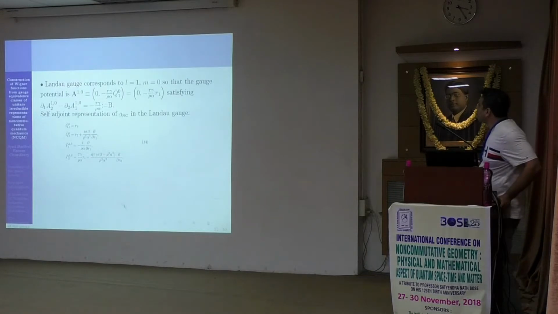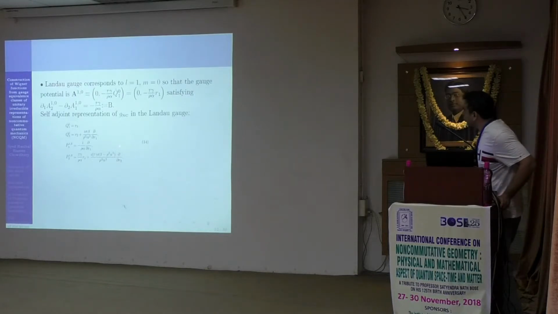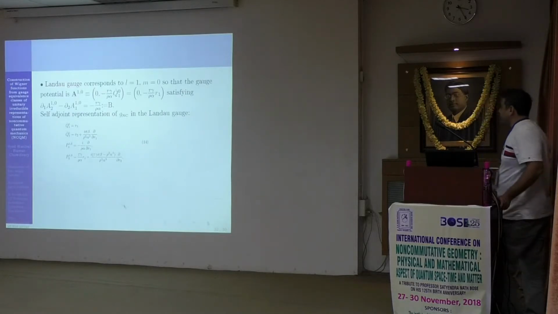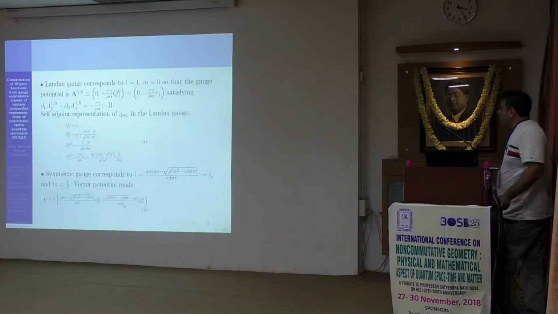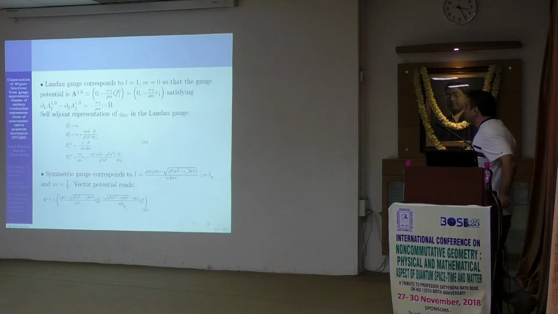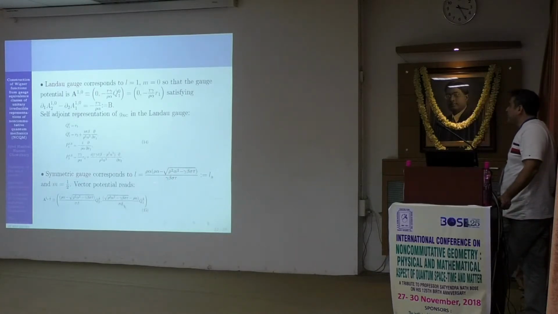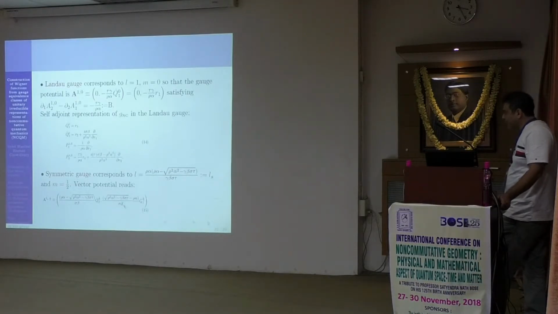All right. The self-adjoint representation of G and C in the Landau gauge looks like this. It's a small font, but I think you can still see it. So this is the representation of the algebra in the Landau gauge. For the symmetric gauge, we have to choose L to be this. By checking the dimension, you can figure out that it is actually dimensionless. We write this L as LS, where S stands for symmetric gauge, and M to be 1/2. And now the operator-valued vector potential looks like this.